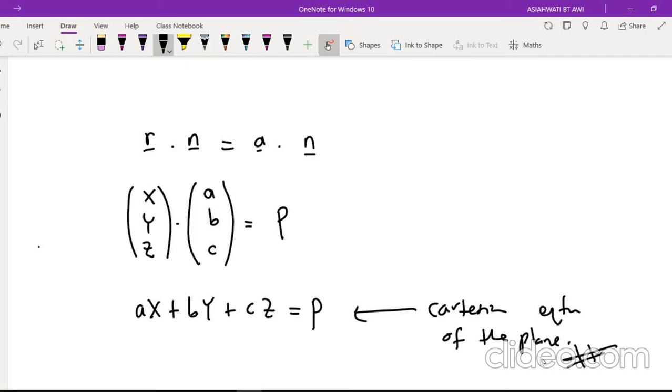When talking about a plane, you can leave the answer either as the vector equation of the plane or as the Cartesian equation of the plane. From the above discussion, I hope you understand and know how to find the vector equation of a plane.